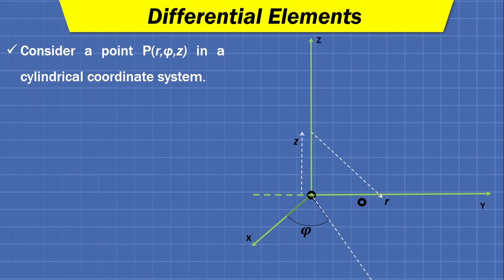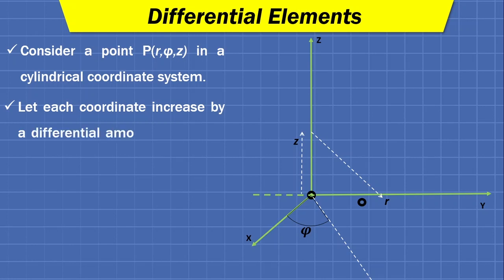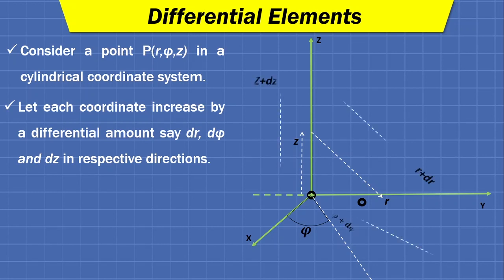So first I have taken a point. Fine. Now this point, let us say it is some point P with coordinates R, phi, z. Fine. Now you can see a cylinder over here, a surface making phi angle with this, and a surface which is at z height. Okay, an intersection of these three surfaces defines a point over here. Fine. So now let each coordinate of point P increase by a small differential amount, say dr, dphi and dz in the respective directions. Fine. So we have some increment. As you can see, the angle is increased by dphi value, the height is increased by dz value, and radius is now increased by dr value.